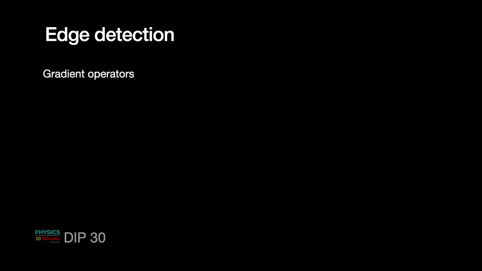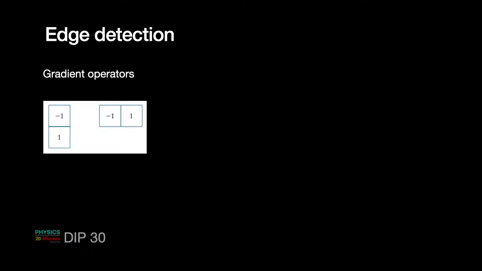Standard gradient operators, we are familiar. The most simplistic gradient operators are these: -1, +1 for vertical gradients, -1, -1 for horizontal gradients. So very simple, take an image, apply these two, and you will get your answer very immediately. So to check a gradient or the presence of an edge in an image, this is one of the straightforward tools available.